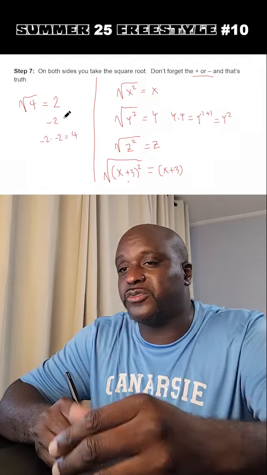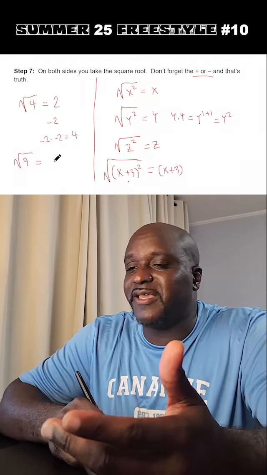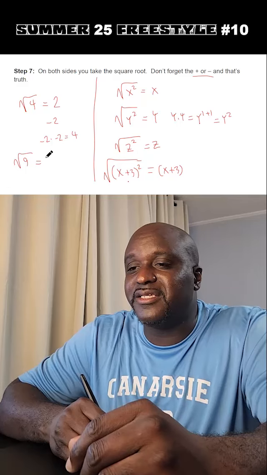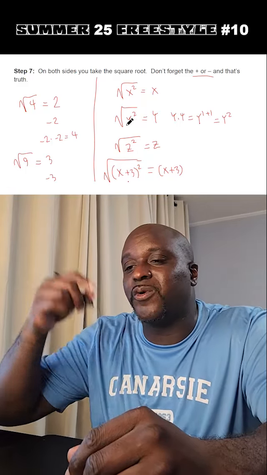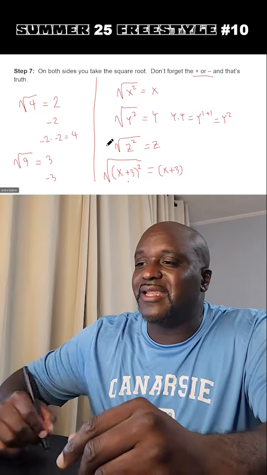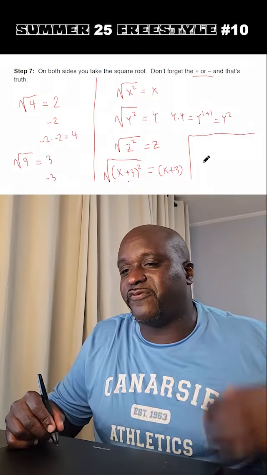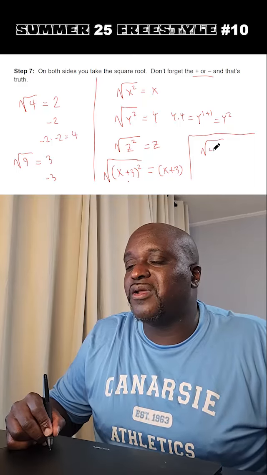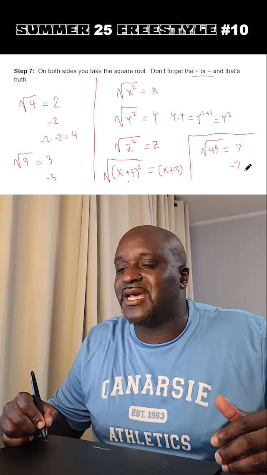Then if I got the square root of 9, it's the same thing. This equals 3 or -3. That's the plus or minus. In the last step, let me give you one more, just to drive the concept home. If I had the square root of 49, that equals 7 and -7 by design, and we out.